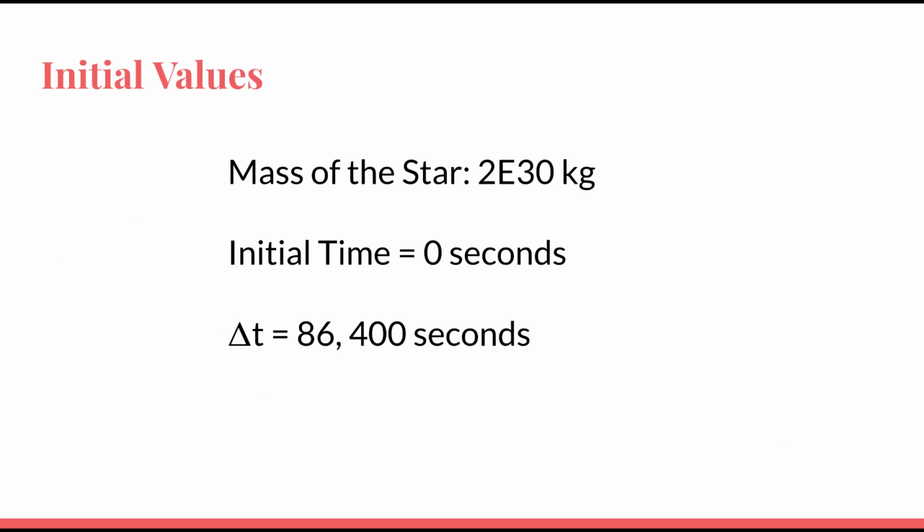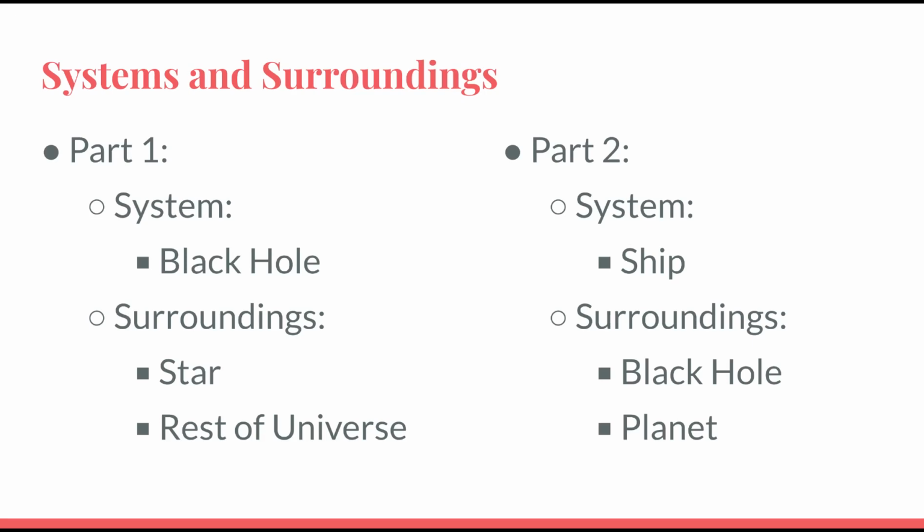Some initial values I used were the mass of the star, which is 2 times 10 to the 30 kilograms. The initial time was 0 seconds, and the change in time was 1 day, which is equal to 86,400 seconds. Another value that should be noted is the gravitational constant G. The system and surroundings: in Part 1, the system is the black hole, and the surroundings are the star and the rest of the universe. In Part 2, the system is the ship, and the surroundings are the black hole and the planet.